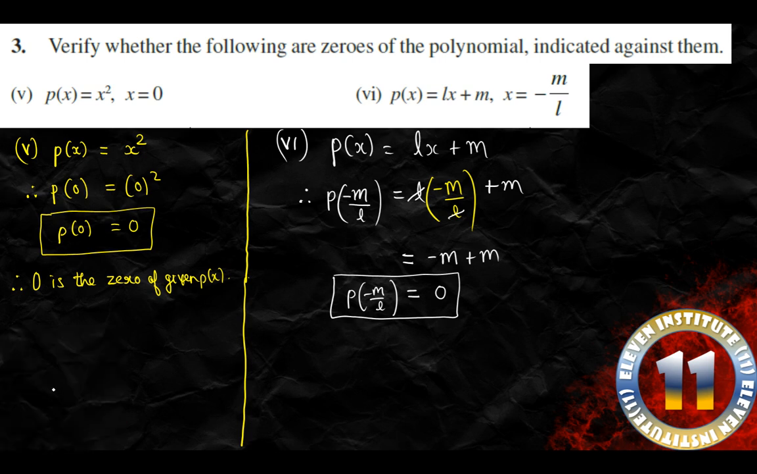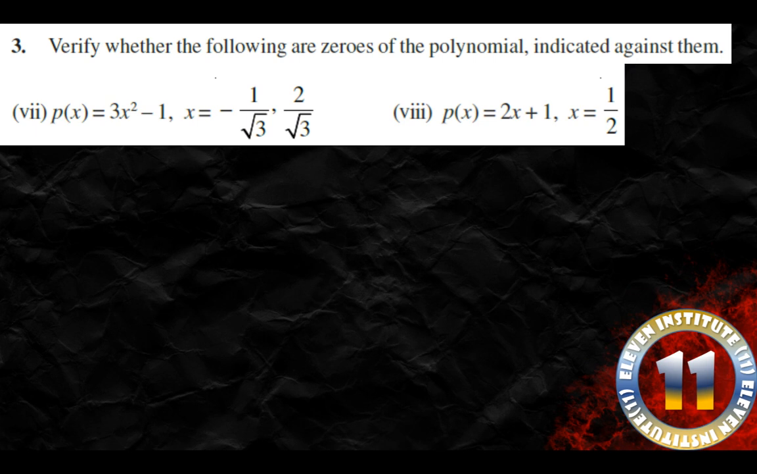Fine. So we can write over here, therefore, minus m upon l is the 0 of given polynomial with variable x. Right? Please pause the video and write this down in your CW. Alright, I hope you have written this. Let us see the next two questions, number 7 and number 8.